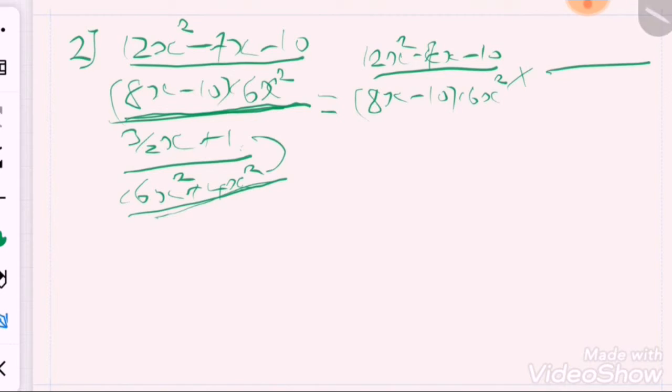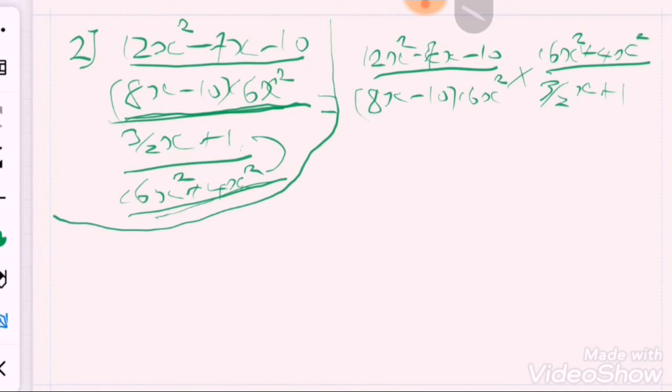Now I have 16x squared plus 4x squared, all over 3 over 2x plus 1. Let me now go. I'm supposed to cancel out, but there's nothing I can cancel. So let me find the factors first of all. Let me separate this. This is the equation itself.